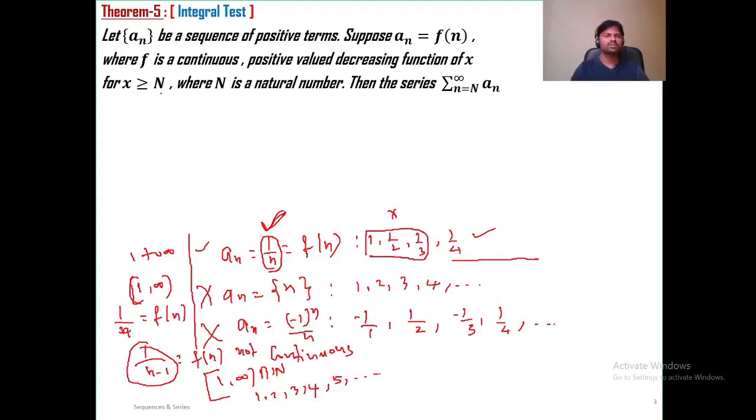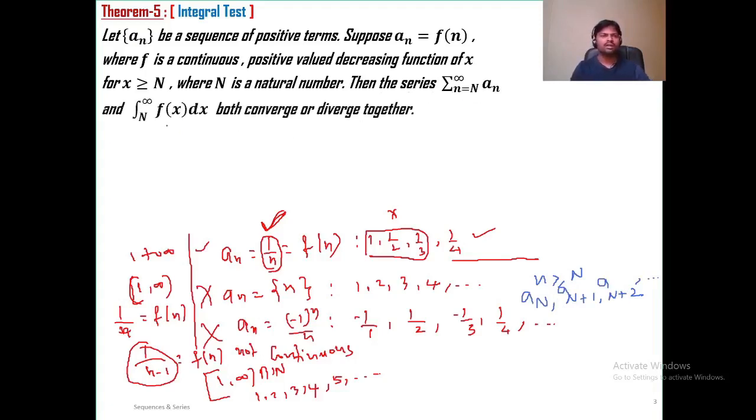But how many terms need to satisfy them? Infinitely many terms. That means here it is given that n is more than or equal to capital N. After capital N, that means N, N plus 1, N plus 2, all these terms, a_N, a_(N+1), a_(N+2) and so on, must satisfy all these 3 conditions. Then the conclusion is the series, n running from N to infinity of a_n, and the integral both converge or diverge together.